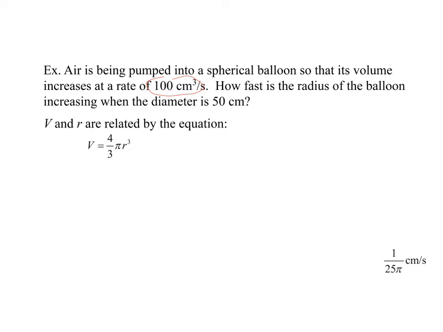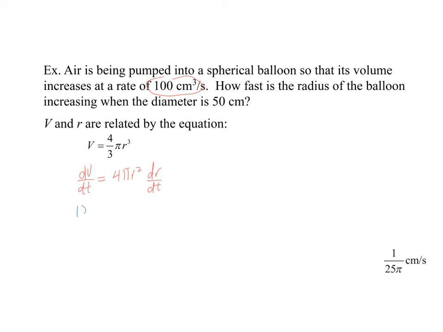So we have our equation, do our implicit derivatives. So we'd have dV/dt. Derivative of 4/3 pi r cubed would be 4 pi r squared. And because it's an r, we would times it by dr/dt. And now we're ready to substitute.